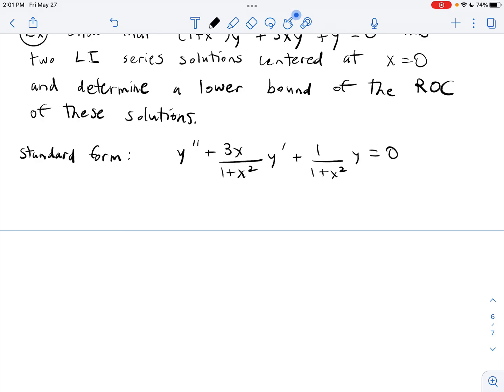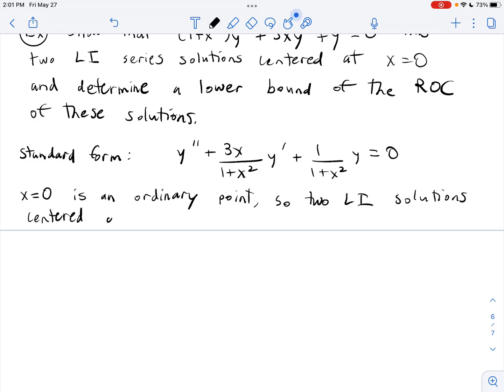Now they want us to center it at x equals 0. Are we allowed to do that? Yes, because x equals 0 is an ordinary point. So, two linearly independent solutions centered at x equals 0 must exist. Okay, so we know they exist.